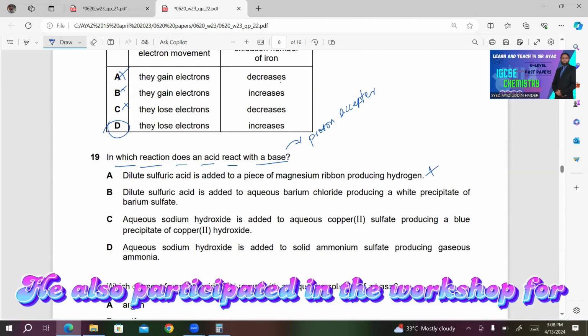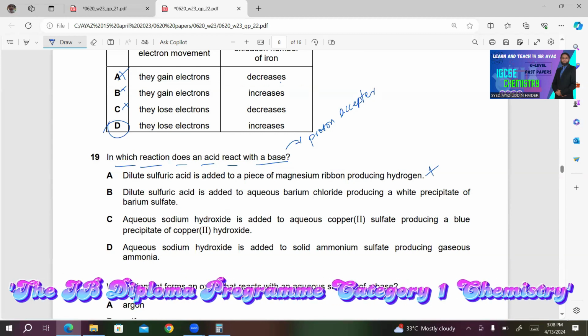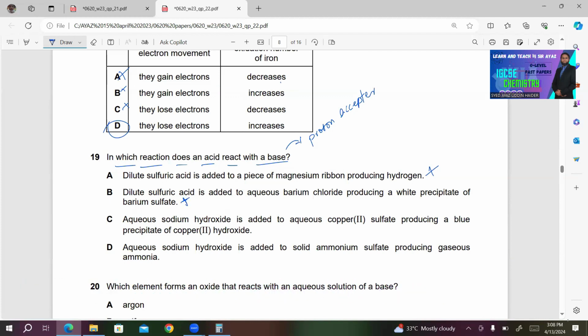Well, if you look at this equation, it's also incorrect. What about C? In C, sodium hydroxide is added to aqueous copper 2 sulfate producing a blue precipitate of copper 2 hydroxide. It's not accepting a proton. Only D is left, which is the right answer.